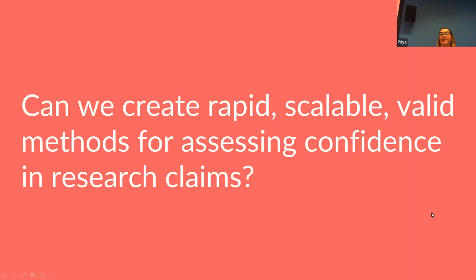So the SCORE project is an absolutely massive project, looking at whether we can create rapid, scalable, valid methods for assessing confidence in research claims. Can we take a claim in a paper and say how much confidence we have about that claim being true? And true can mean a variety of things. It can mean, would it replicate? Would it reproduce, like, could you reproduce the same result with the materials from the original study? Would it generalize? How robust is it to slightly different statistical analyses, etc.? So confidence is doing a lot of work here.